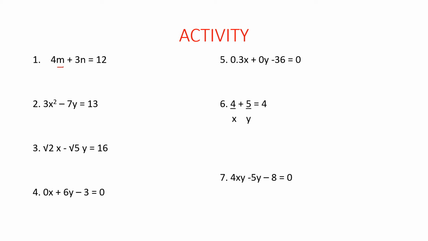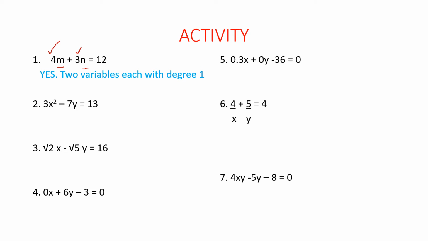So let me check. I have 2 variables, m and n, right? I also have their coefficients. A and B are not 0: we have 4 and 3, which are not 0, and they are real numbers, right? So yes, this is a linear equation, even though it is not in the standard form. But we know that 4 is A, 3 is B, and 12 is C, right? They are all real numbers, and hence we say yes, 2 variables are there with degree 1.